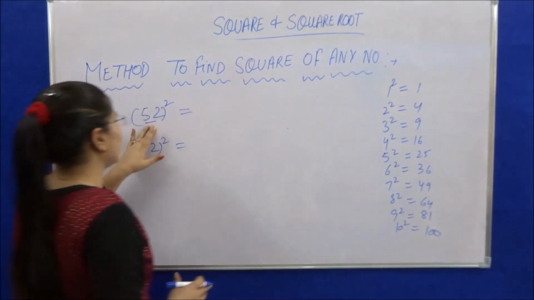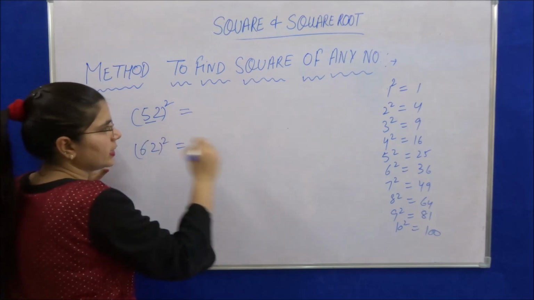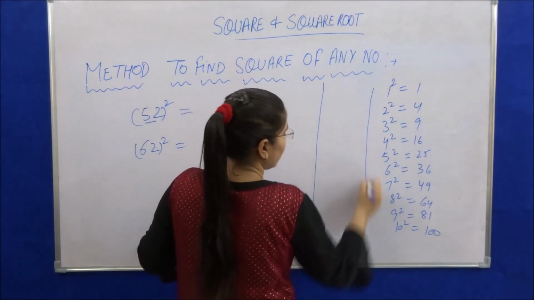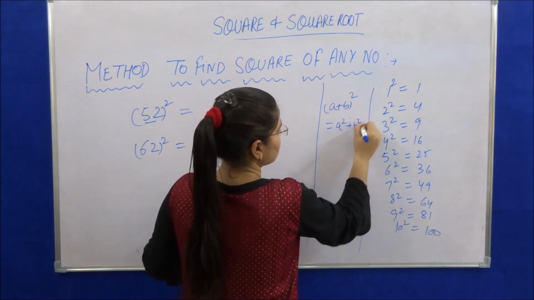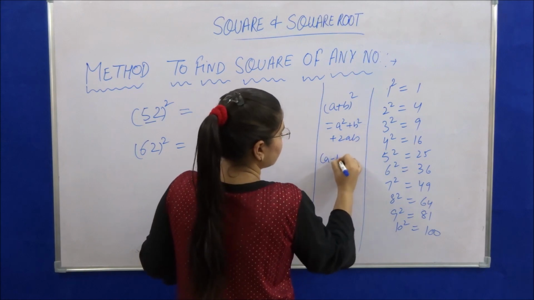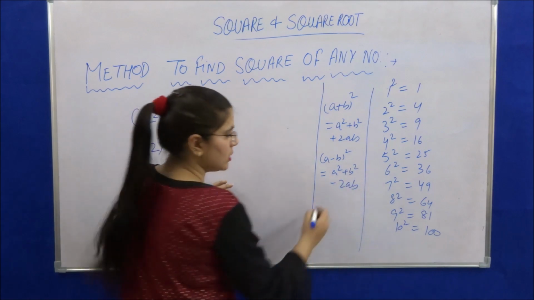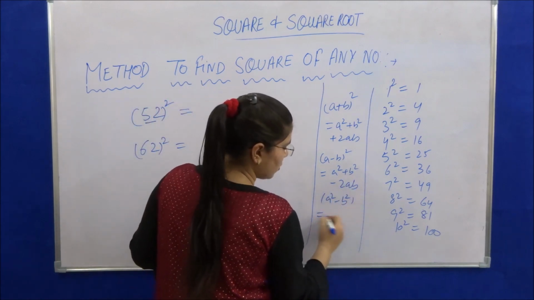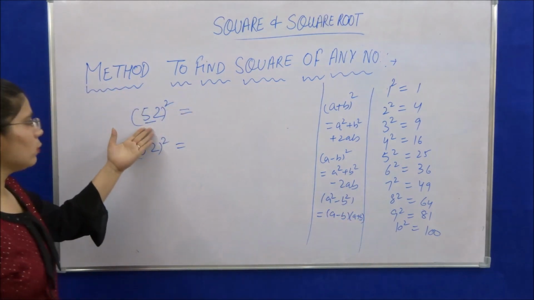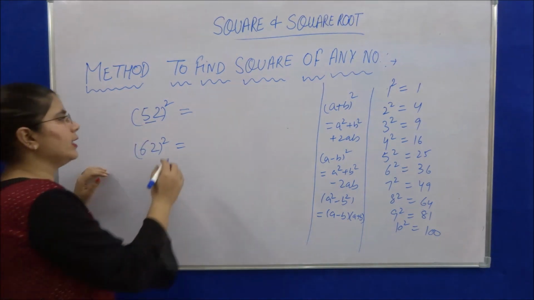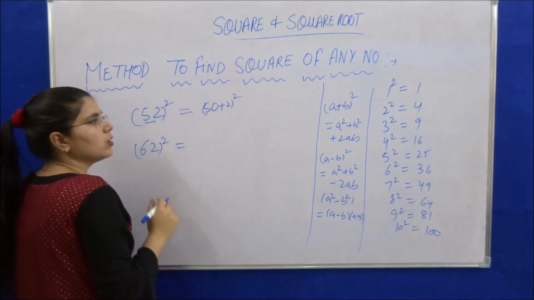But if we want to find the square of 52, how will we find it? Let us consider the identities of algebra: (a plus b) whole square is equal to a square plus b square plus 2ab, and (a minus b) whole square is a square plus b square minus 2ab, and a square minus b square is (a minus b) into (a plus b). Now, if we want to find the square of this number, it can be written as (50 plus 2) square, that is 52 square.